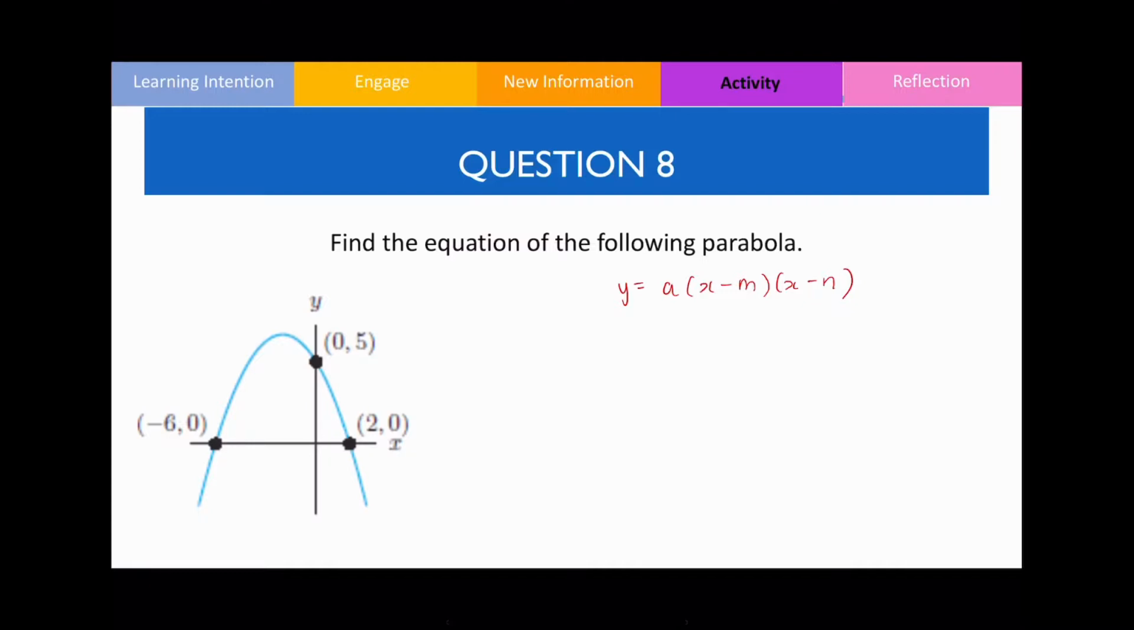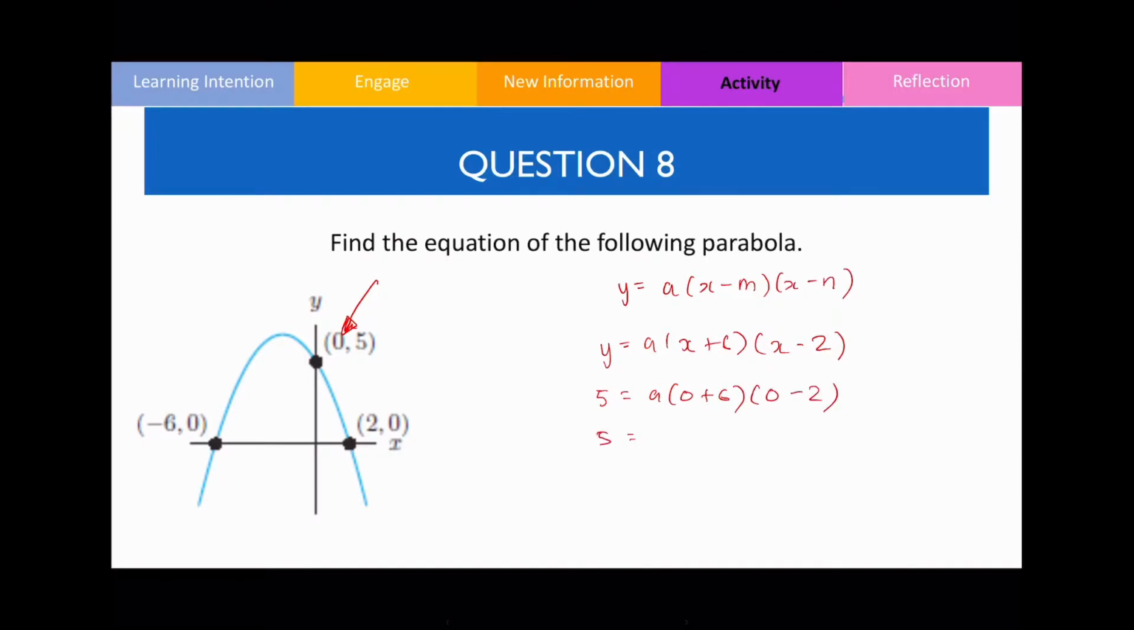So in this case, since I know that your x-intercepts are equal to negative 6 and positive 2, your equation will now look like a(x plus 6)(x minus 2), right? Now let's find out what the value of a is, and to do that they've given us another coordinate over here. So let's substitute that coordinate, which is your y-intercept in this case. So therefore it's going to be 5 is equal to a(0 plus 6)(0 minus 2).